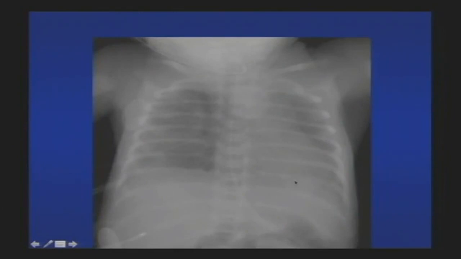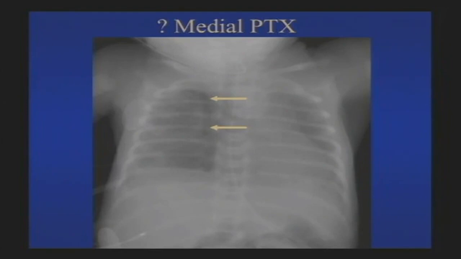If you're not sure, if you see a lucency around the pleural space that could be a pneumothorax, what do you do? My personal preference is to get decubitus views. I think it always solves the issue. And you want to put them side down, opposite the side you suspect a pneumothorax.